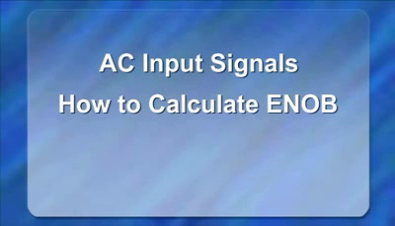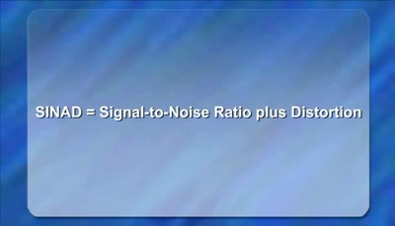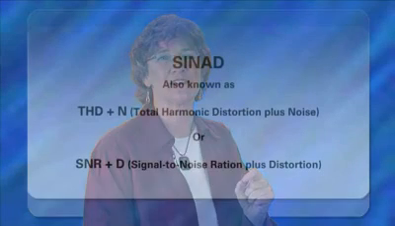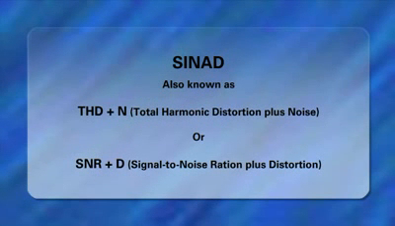For AC input signals, ENOB or SINAD is one of the critical specifications for applications like digital oscilloscope, video, or wideband digital receivers. If you're testing an AC input, IEEE 1241 and some manufacturers use ENOB numbers to partially describe the ADC's performance. In the AC environment, we calculate ENOB from the converter's SINAD, which is the same as total harmonic distortion plus noise, or signal-to-noise ratio plus distortion.